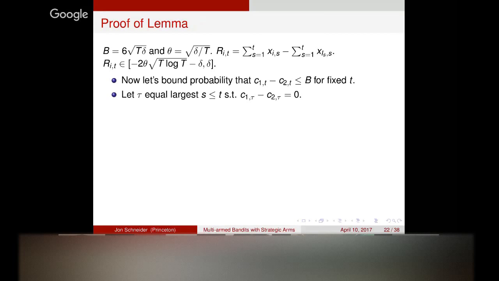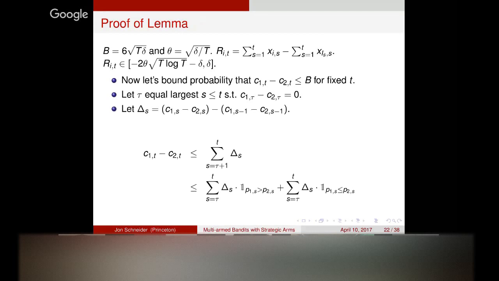So let's look at the last time it equals zero. Let's let tau equal that time. And let's let delta S be the plus or minus one difference between these two quantities at times S and S minus one. So it's easy to see by some telescoping that C1T minus C2T is at most the sum of delta S from tau plus one to T.